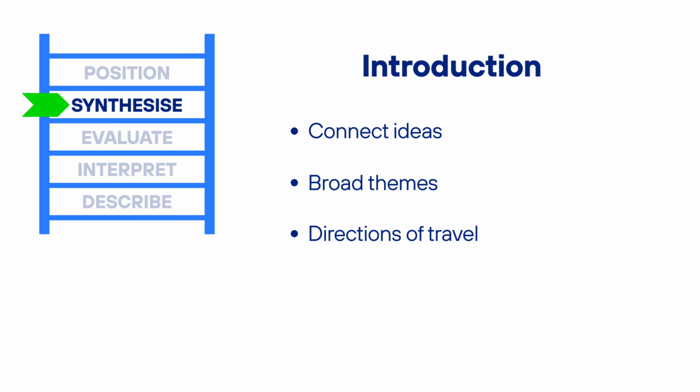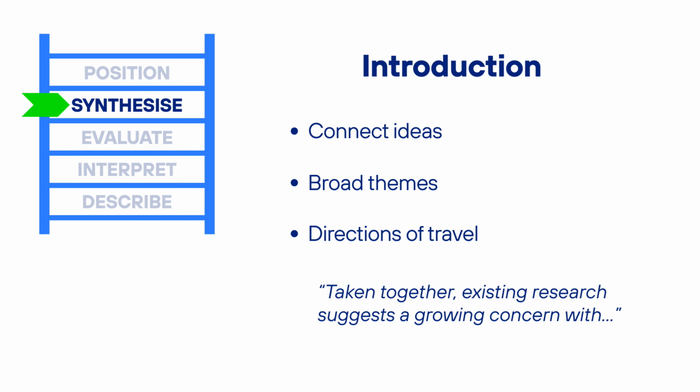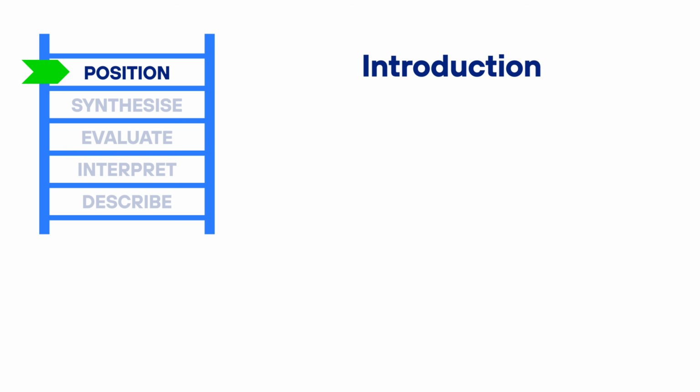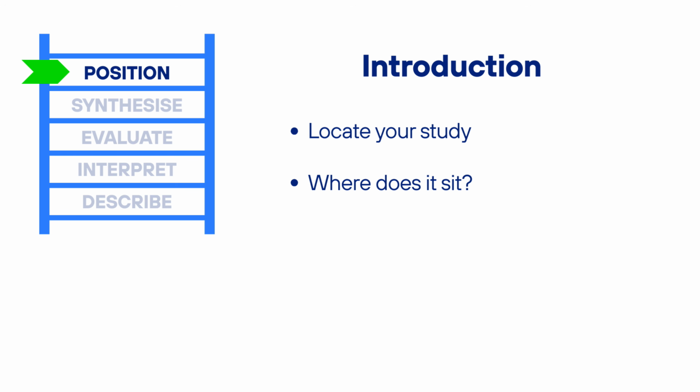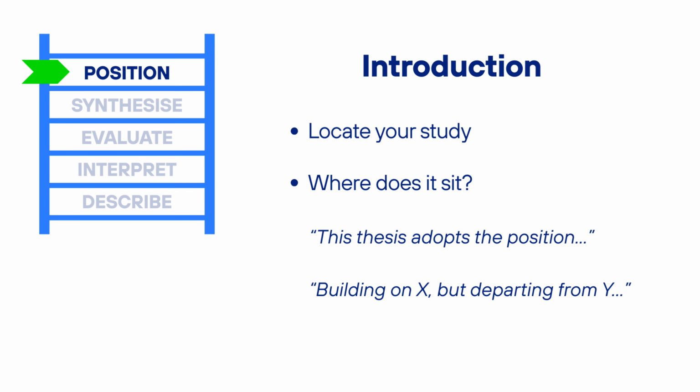So in this chapter, when it's written up, you might write things like, taken together, existing research suggests a growing concern with. And this helps the reader see the landscape your research is entering and why your study belongs there. And then finally, position. So you are locating your study. You might write things like, this thesis adopts the position that, or building on X but departing from Y. And this is where your introduction becomes unmistakably doctoral.